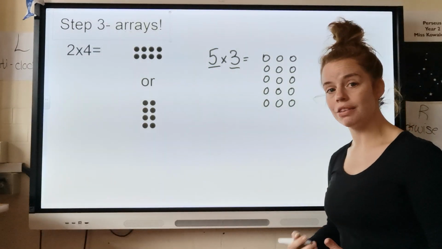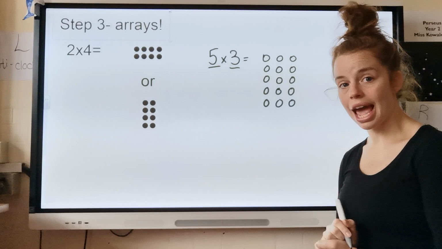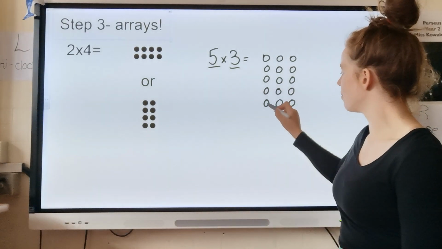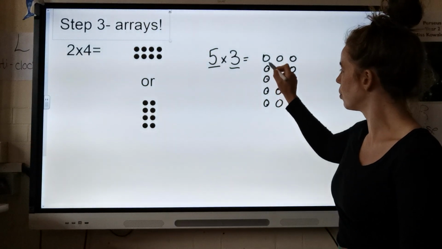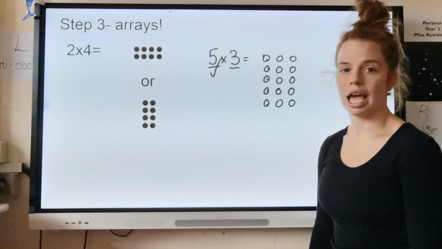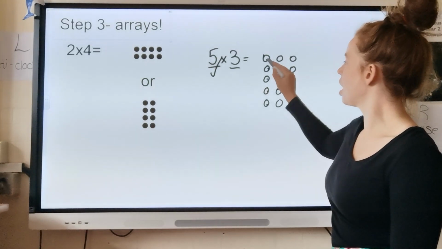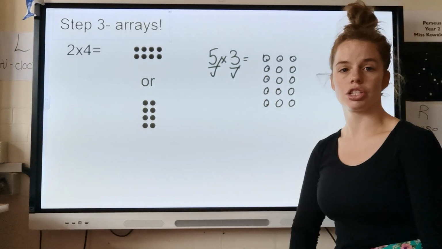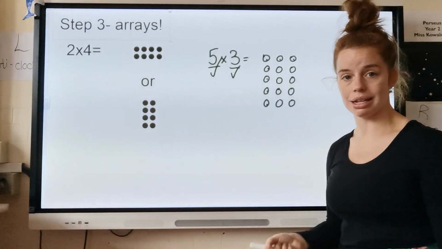And the way to check if you've done this correctly is to count the number of rows and the number of columns you have done. So we have 1, 2, 3, 4, 5. So we have 5. That's good. Okay? And then we count the number of columns. 1, 2, 3. We have 3. That's good. So we have done our array correctly.